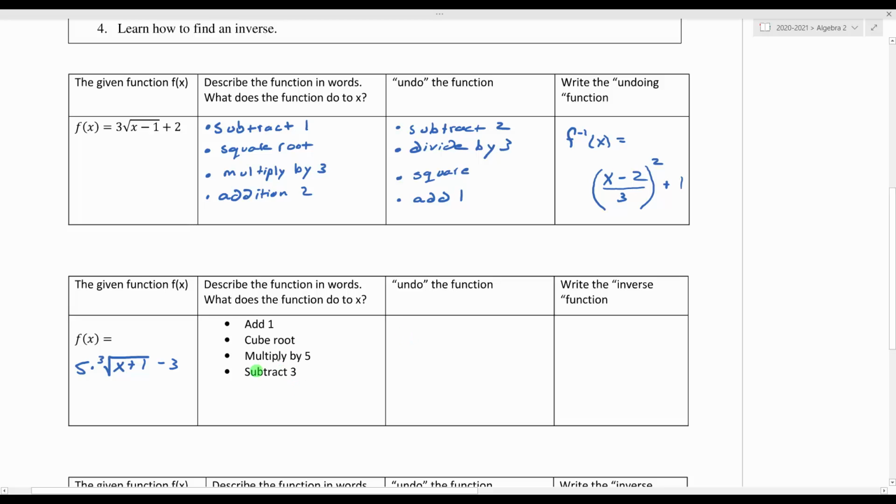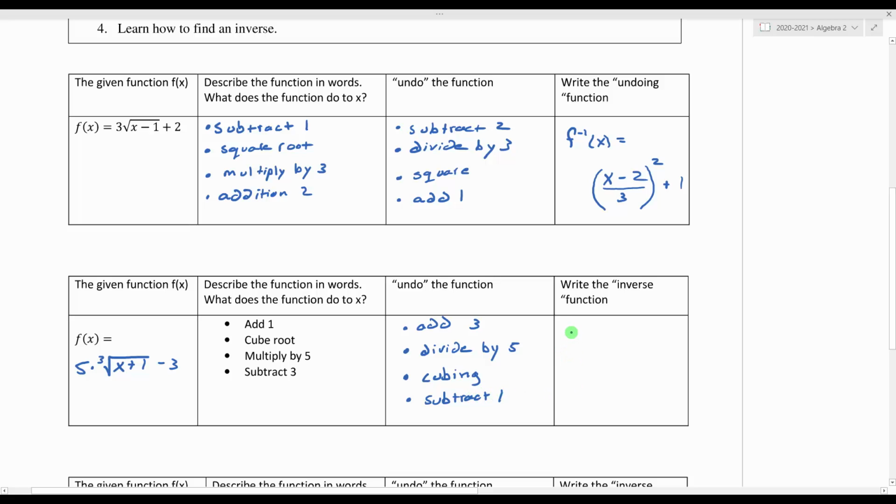Now I want to undo all this stuff that I just did, right? So I start with the last thing. The last thing I did was I subtracted 3. So the first thing I'm going to do in my undo function is add 3. Then I go back here, multiply it by 5. So to undo multiplication by 5, we divide by 5. Then we need the opposite of cube rooting. Just like with the square and the square root, the opposite of cube rooting is just cubing. That means raising to the power of 3, right? So we're going to cube, and then we're going to subtract 1. That would be the opposite of adding 1.